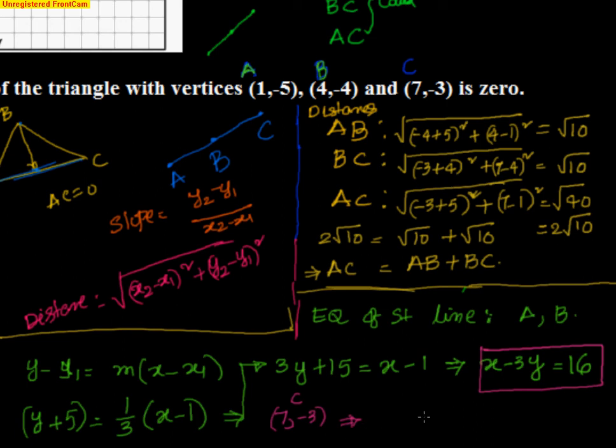Now what is the value of x here? 7 minus of 3 into, what is the value of y? Minus 3. That is 7 plus 9 equal to 16. So this is proven that C is also lying on the line of AB. Nothing but A comma B comma C are collinear.